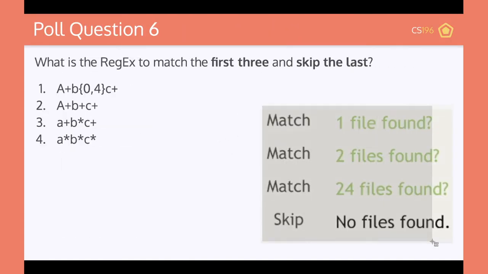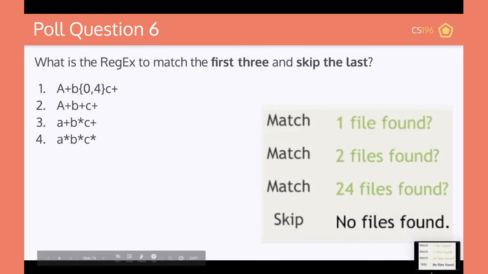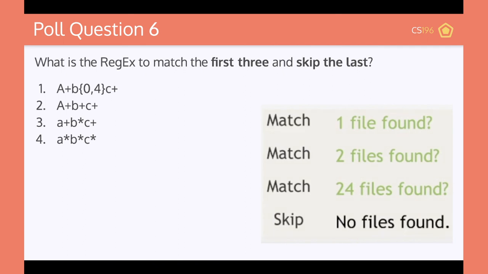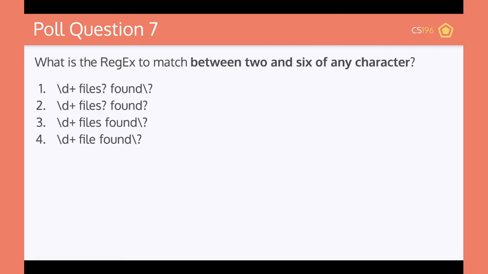All right, so let me screenshot this for everyone. I will put it in the Twitch chat so that you can see that. We're going to try question number 6 again with the correct answers this time. So in this case, you want to be matching 1 file found, 2 files found, or 24 files found, question mark. And you can see this in the Twitch chat on Discord.